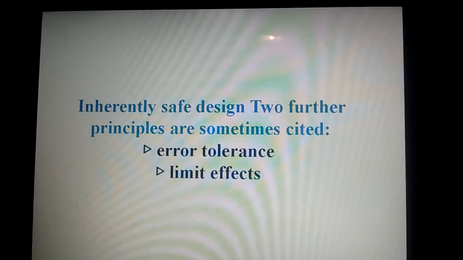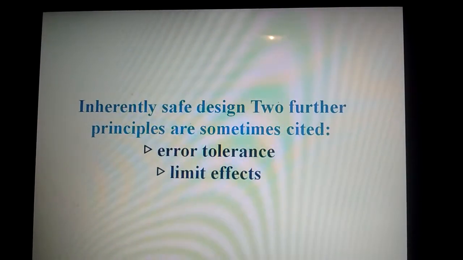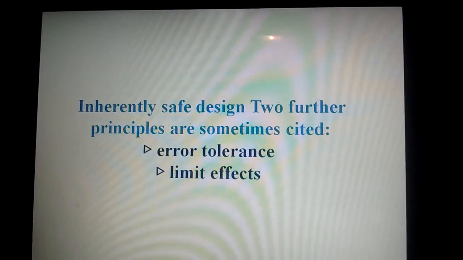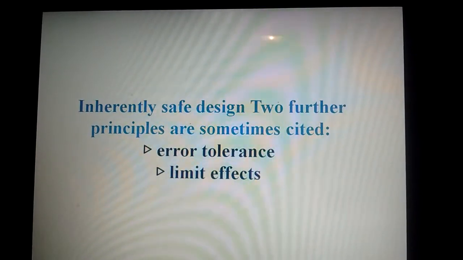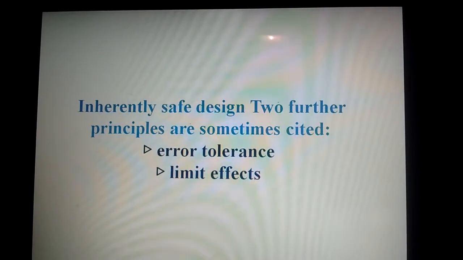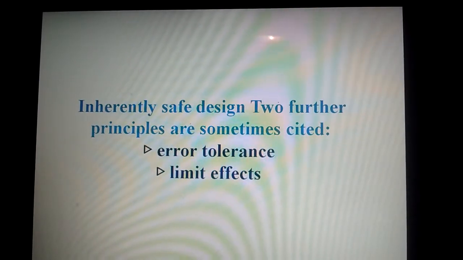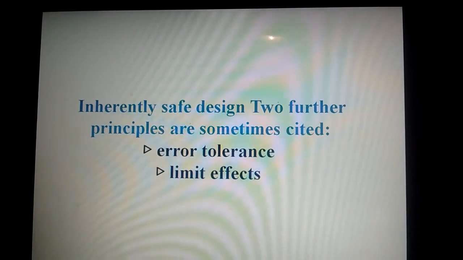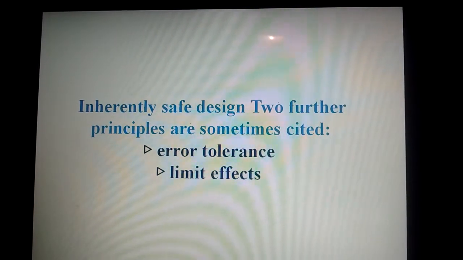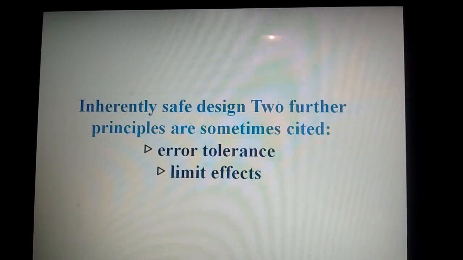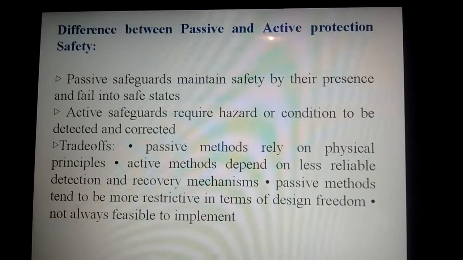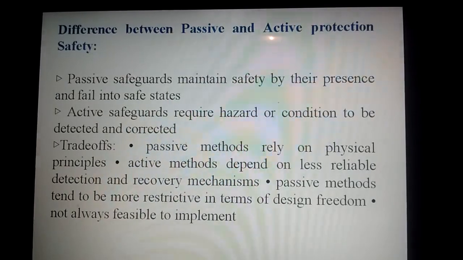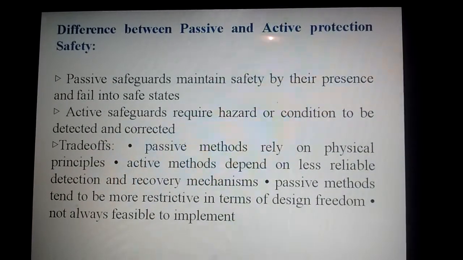Limit effects means designing and locating equipment so that the worst possible conditions give less danger. An example of limit effects is locating bungalows away from the process area. So these two are further principles for inherently safe design: error tolerance and limit effects. Then, what is the difference between passive and active protection safety?